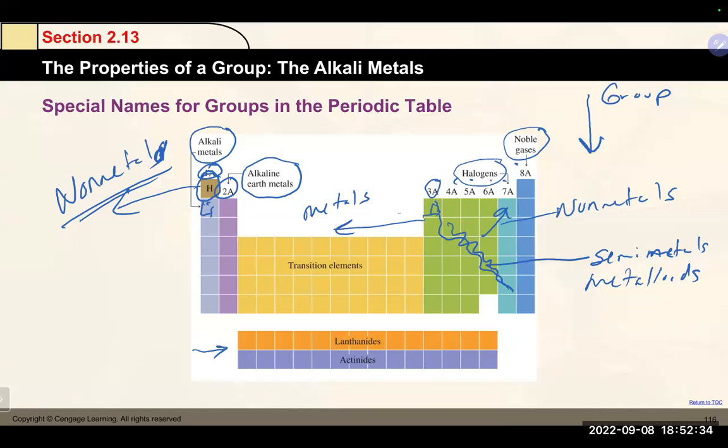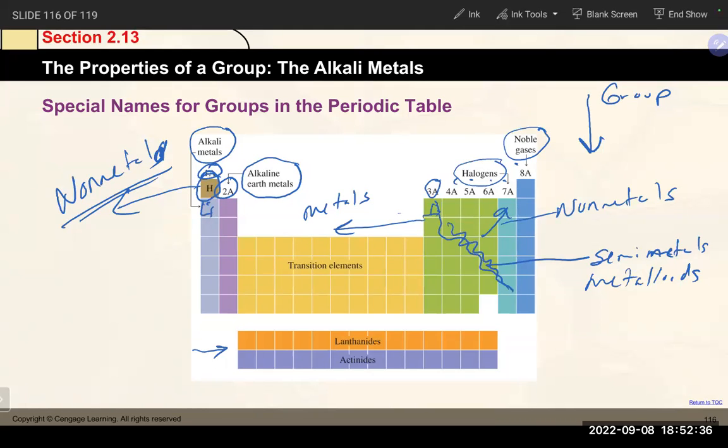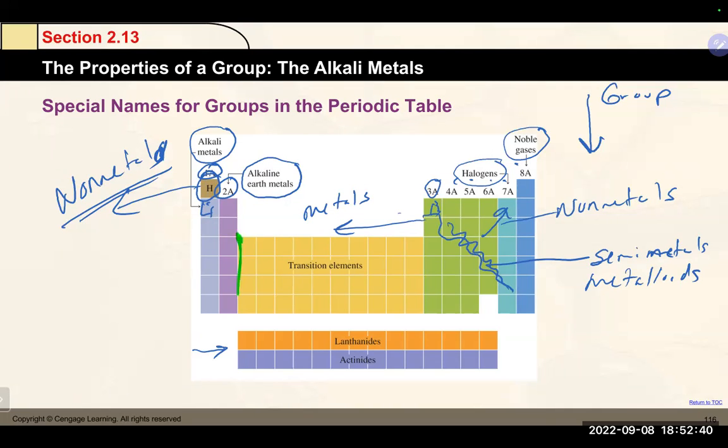Between group number 2 here and group number 3 in this region, those are our transition metals. Transition metals typically can have multiple types of charges, as we'll talk about when we talk about naming.